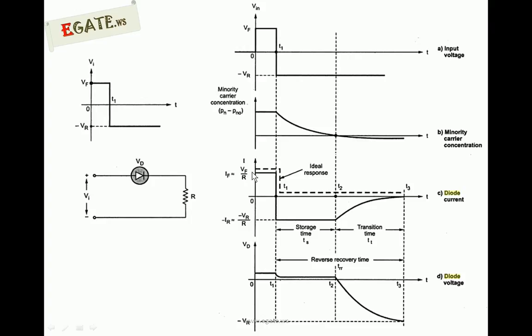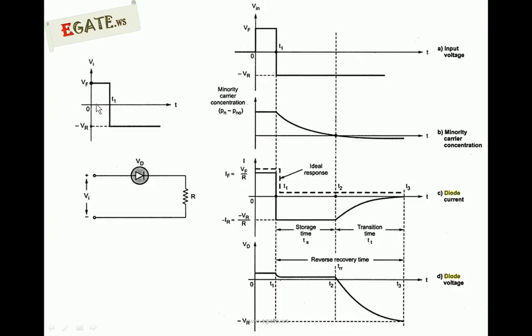Okay, this is the line. Vf by R is nothing but the forward current, and by that time the output voltage, the diode voltage, is going to be equal to the cut-in voltage, 0.7 volts for silicon, 0.2 volts for germanium. This is very small in forward bias. Look at this one.